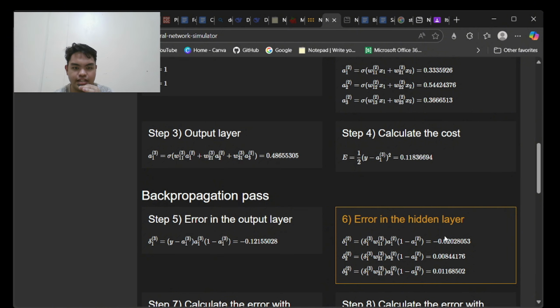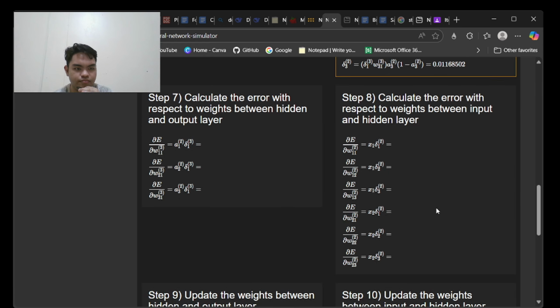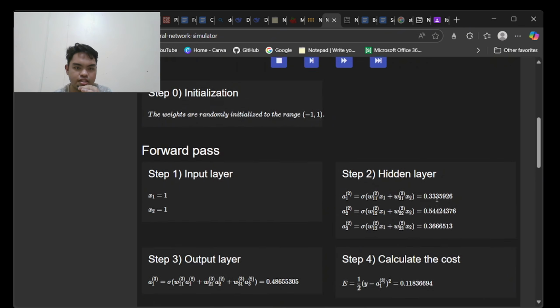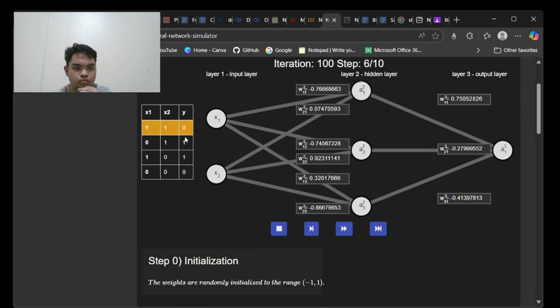Errors in hidden layers. So this is the formula for the hidden layer. Now let's see. This is the error, as you can see. The error is that one input is 1 and 1, and the output is 0. So that's the error that occurred.